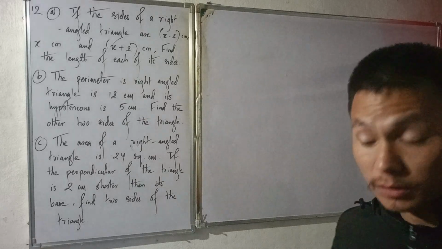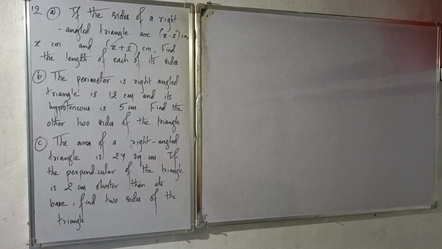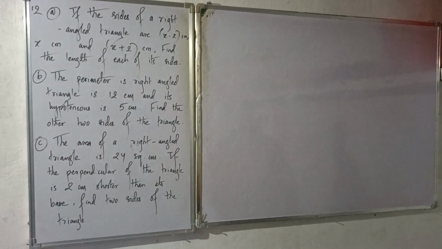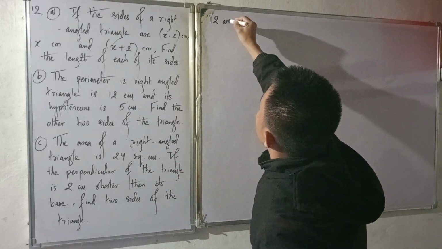So, we are just continuing the word problems of the quadratic equations, exercise 8.4 and page number 185. Just check it out, okay? Now we are doing number 12. So, in number 12, let's read out the questions for you. Number 12a.